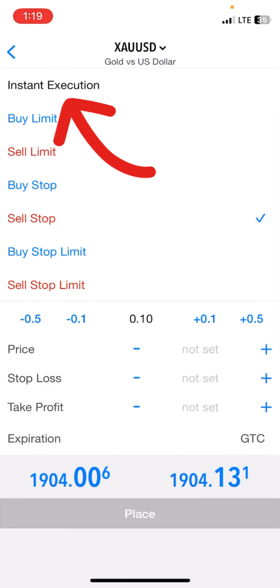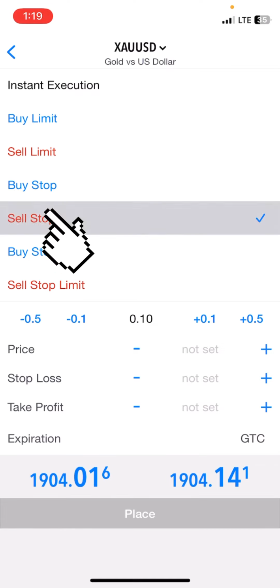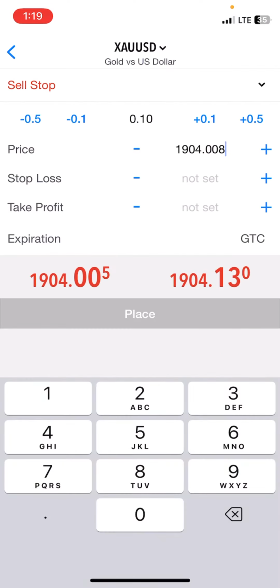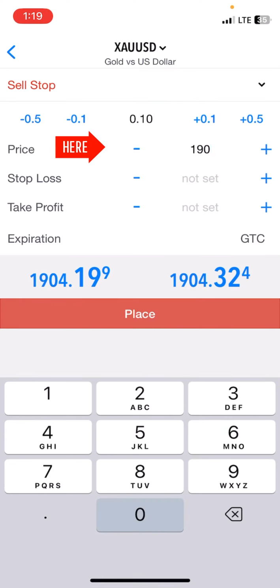Up here you should see instant execution. Here you have buy limit, sell stop, sell limit, buy stop, sell stop, buy stop limit. So you click on sell stop and you add your price, your preferred price.